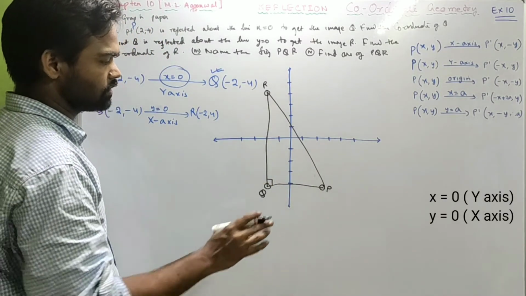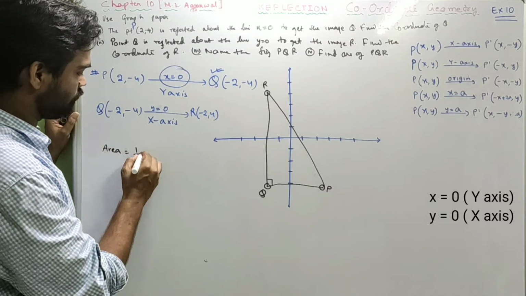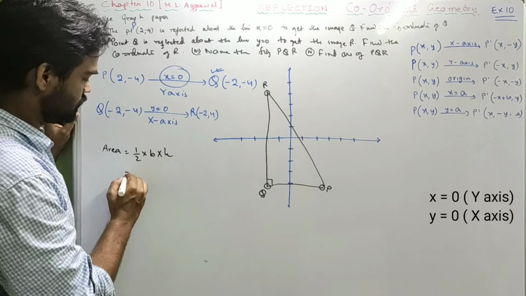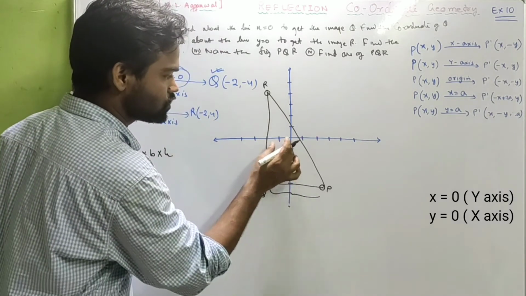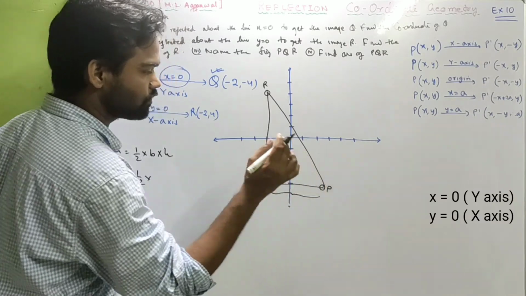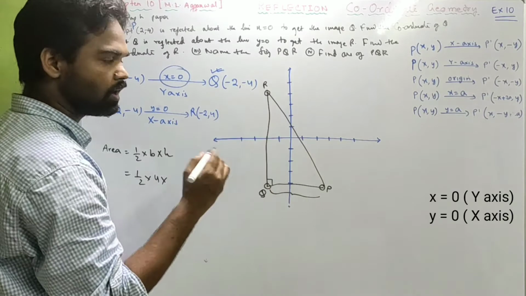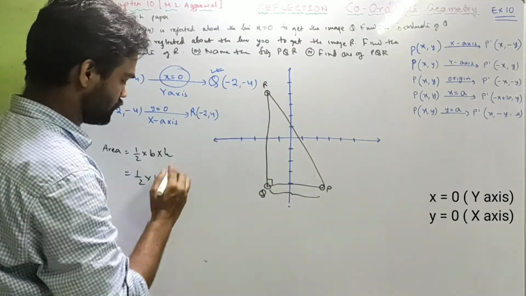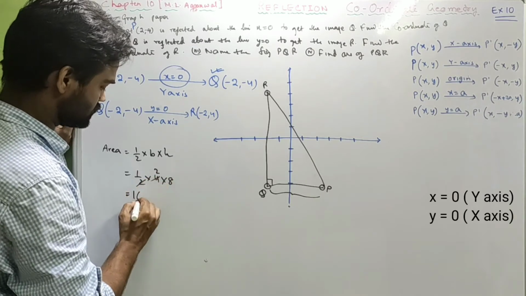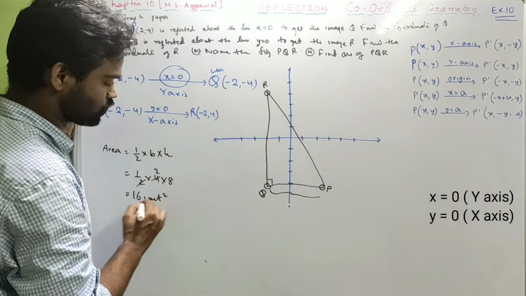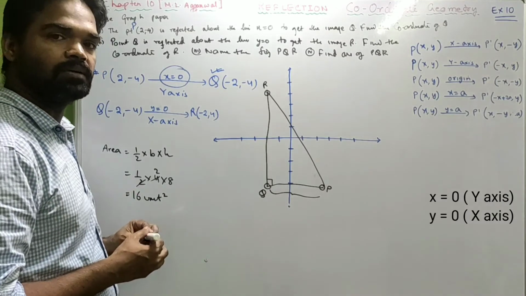Am I clear or not? The area of a right angle triangle is half multiplied by base into height. Now look carefully. This is your base, which is 2 unit over here and 2 unit over here. That's 4. And this is your height, QR, which is 4 unit over here, 4 unit over here. That's 8. So that's 16 unit square. That's the area. Done. Now let's look at the next sum.